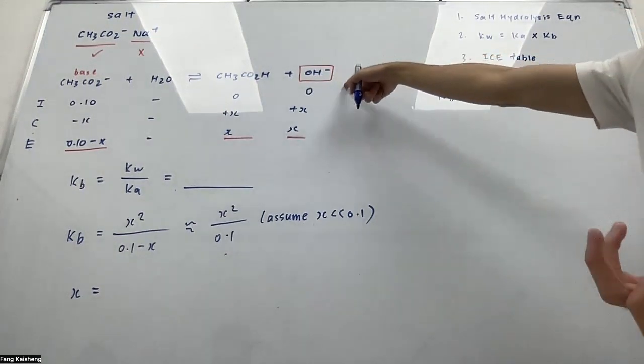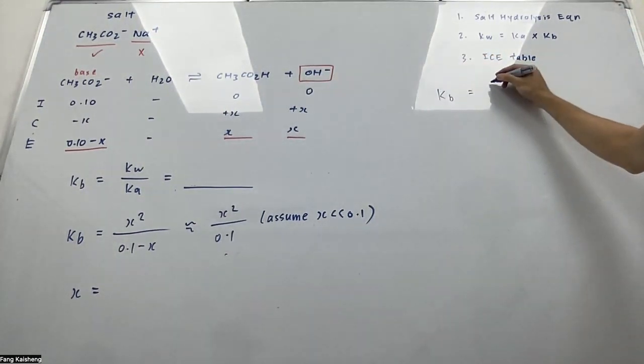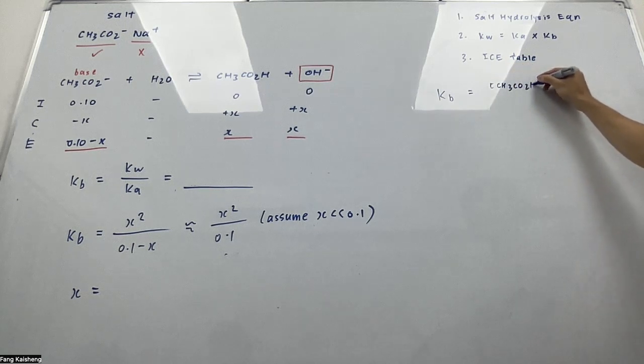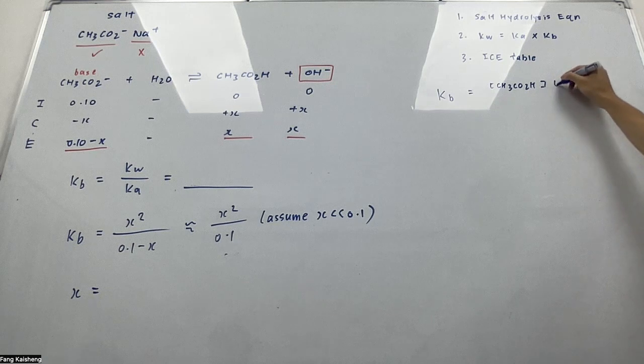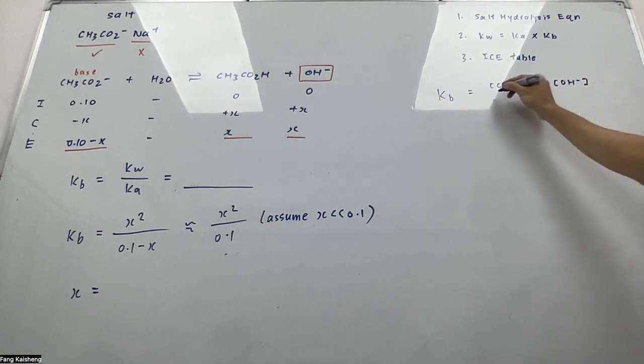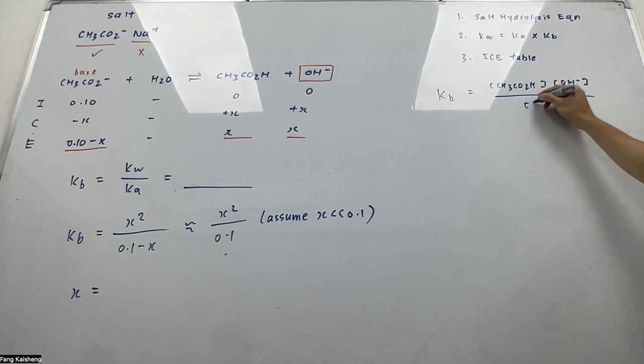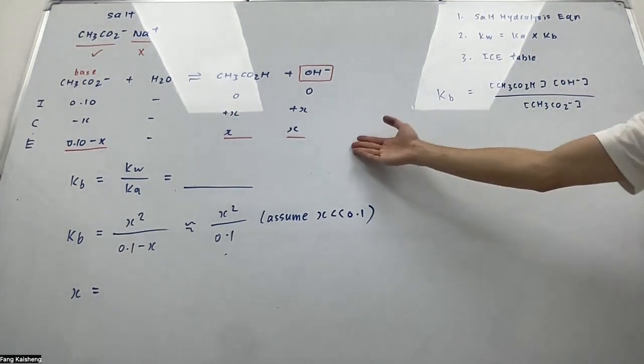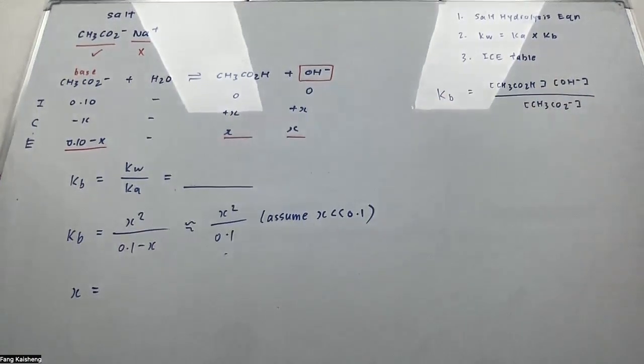KB, for a base, it's always what, the products? CH3CO2H, what else? Over CH3CO2 minus, right? We learned how to write this expression last lesson, that's why I'm not doing it here. You're just putting the products over the reactants. Water's not included because water is a liquid.